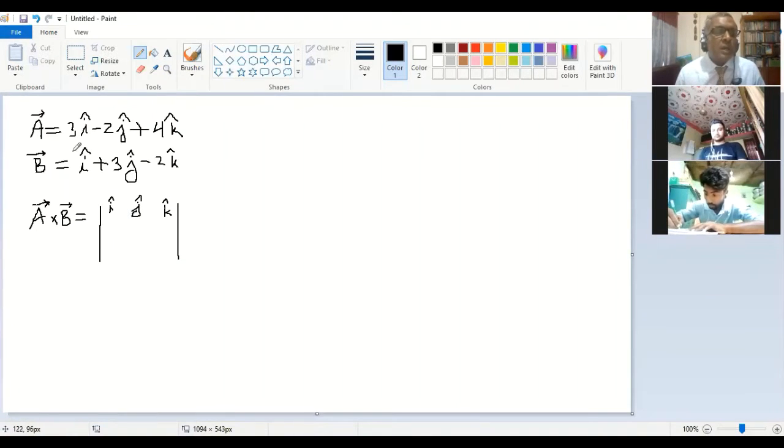So the numbers are 3, minus 2, 4. These are the numbers for A vector. And then in the last row, you will put the numbers for B vector: 1, 3, and minus 2. So this is the form of a matrix, but it is a determinant. It is just a vertical line, not a bracket. So you will find the determinant.